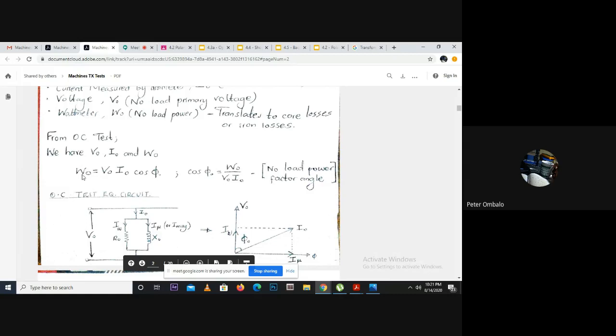So from this, we get our first formula. We can get cos phi naught from what we have measured. All these are parameters we have measured in an open circuit test. So it is the power measured by the wattmeter over what the voltmeter measures times the current. This is directly from this formula. And cos phi naught is called the no load power factor angle.